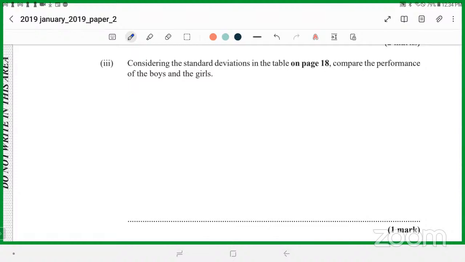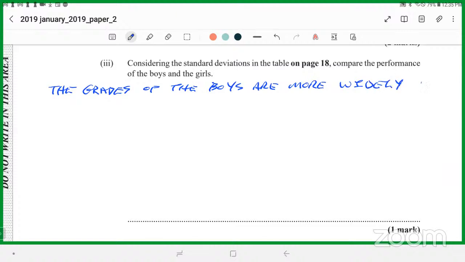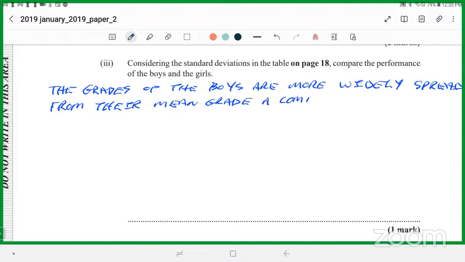Let's write it this way. So we can say something like, the grades of the boys are more widely spread from their mean grade as compared to the girls.